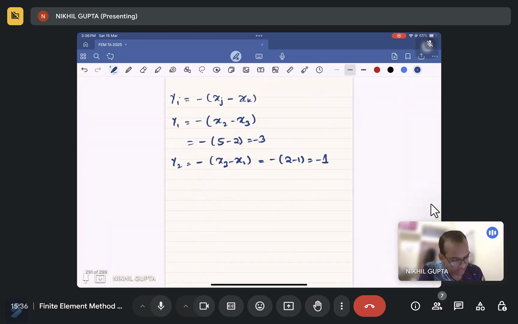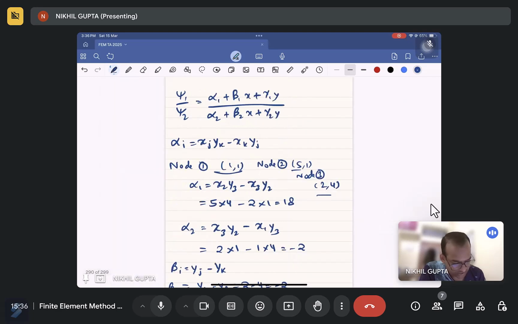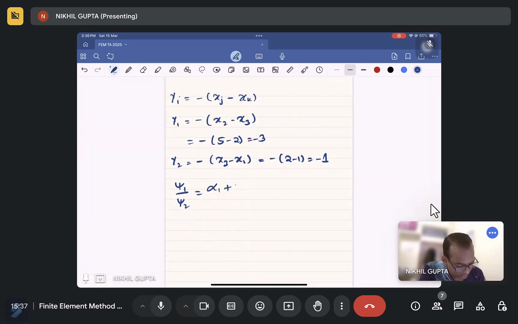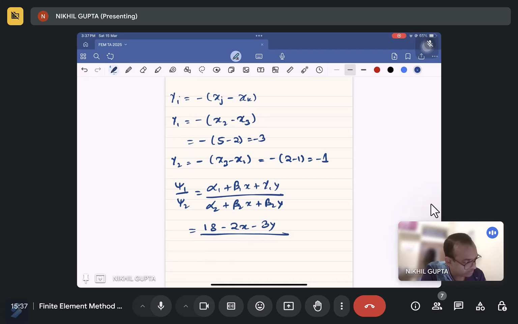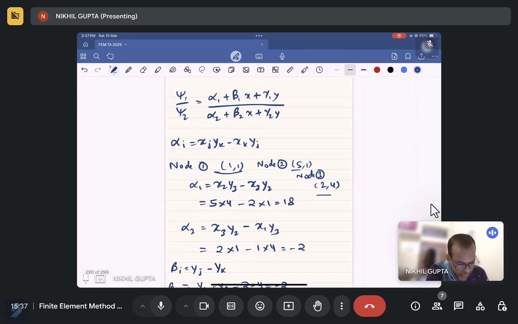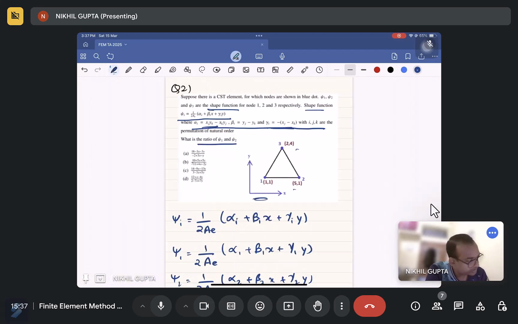So I'll write the xi1 by xi2 again, which is alpha 1 plus beta 1 x plus gamma 1 y divided by alpha 2 plus beta 2 x plus gamma 2 y. When you substitute the values, you'll get 18 minus 2x minus 3y divided by minus 2 plus 3x minus y. So the answer you have to check. It is answer number A.